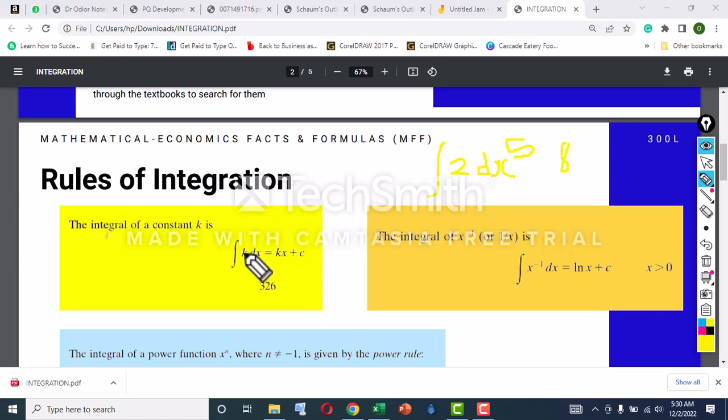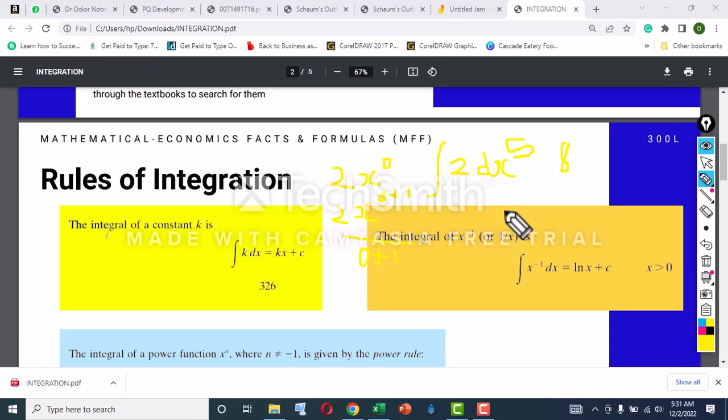Now how do we integrate this constant k? Let me use this 2 as an example. This 2 actually means 2x raised to power 0. That's one thing you should know, because x raised to power 0 is 1, times 2 is 2. So can you see that they are the same thing? Using the rule of integration, it is going to be 2 times x raised to power 0 plus 1, this 0 please, over 0 plus 1.